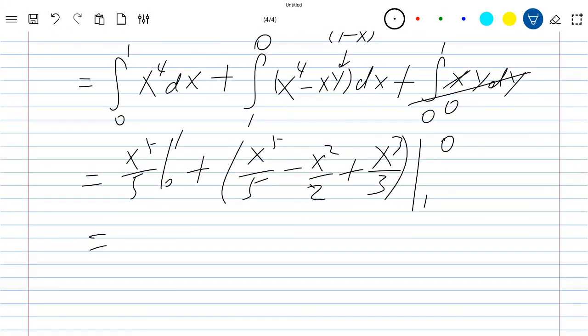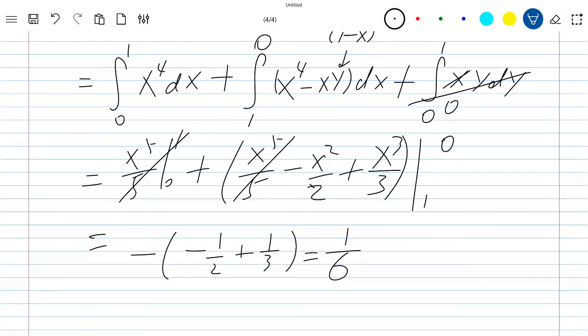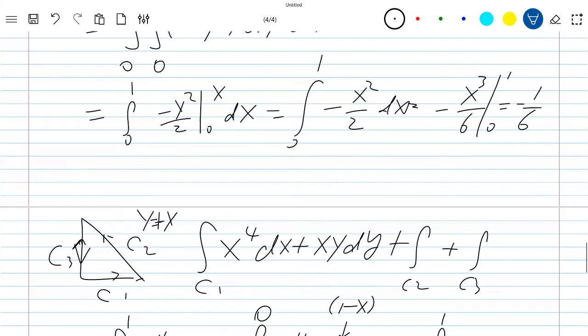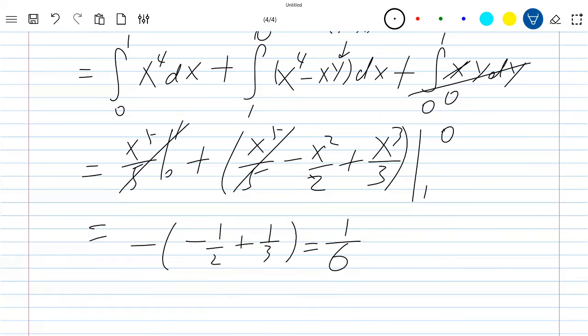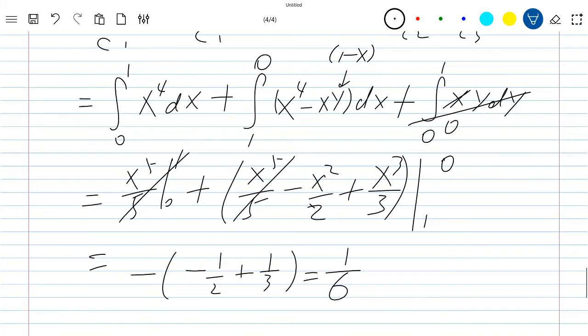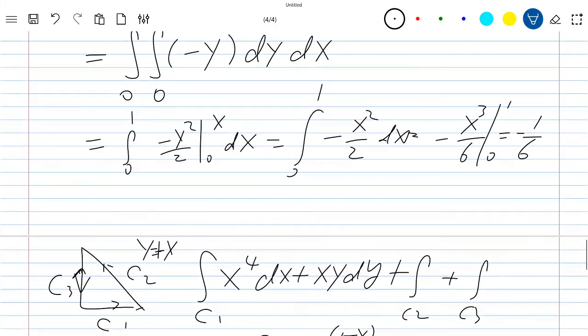And you can see this part cancels that part because it's from 0 to 1 and 1 to 0. So you just plug in 0, you get nothing. 1, you get, because it's in the denominator, negative 1/2 plus 1/3, and that's negative 1/6. So flip it, and change the sign, 1/6. Oh, wait. Which one is correct? This is a 1/6. And then that one is, let me see.